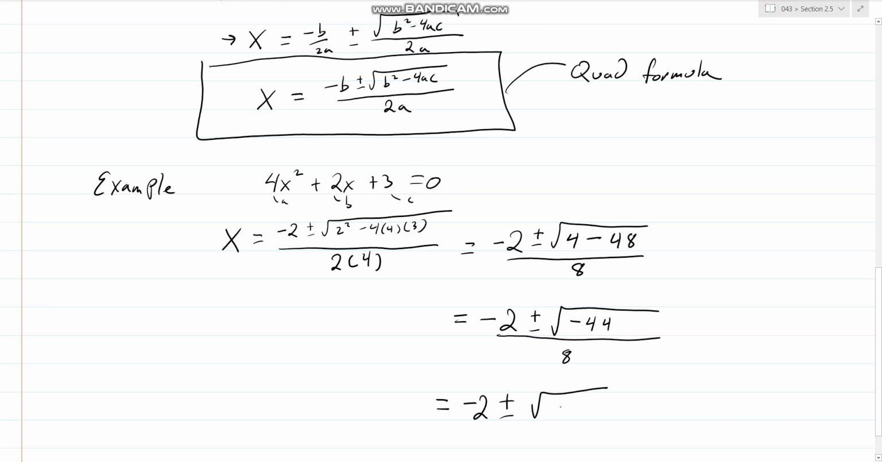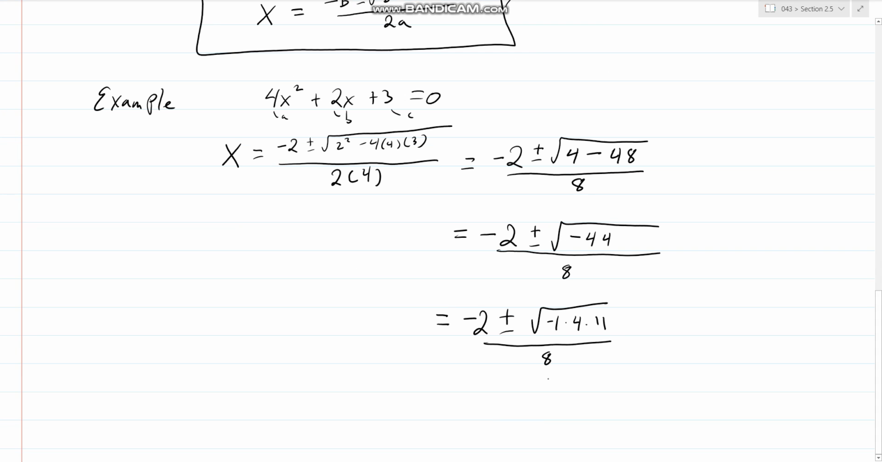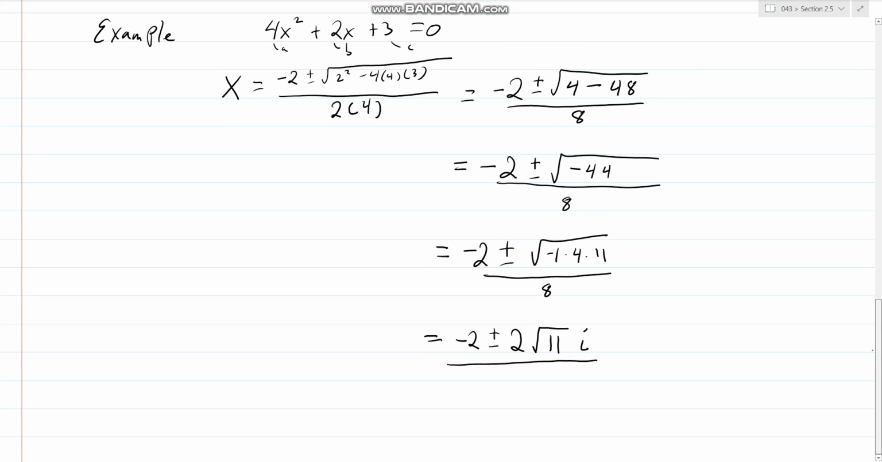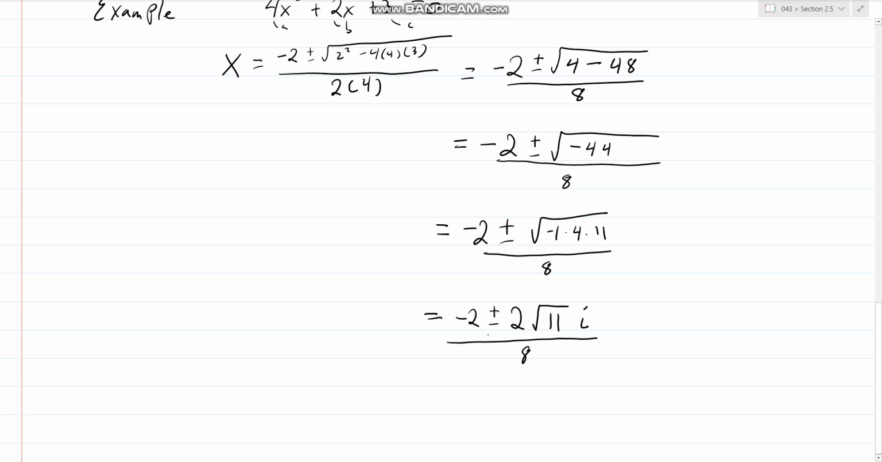Negative 2 plus or minus. Now I can break out negative 44 as negative 1 times 4 times 11, over 8. Keep going down. Now I can take the 4 out of the square root. If you take the 4 out, it becomes a 2. Have to leave the 11 behind. And from previous lectures, we have found that you can take the negative 1 out, and that becomes an i. Still have an 8 down here.